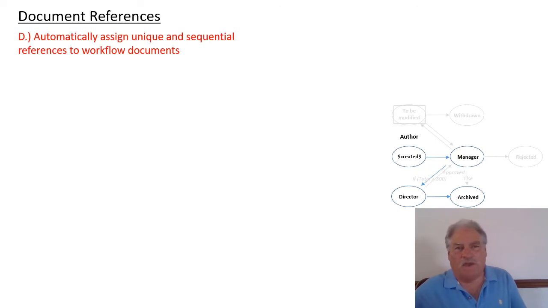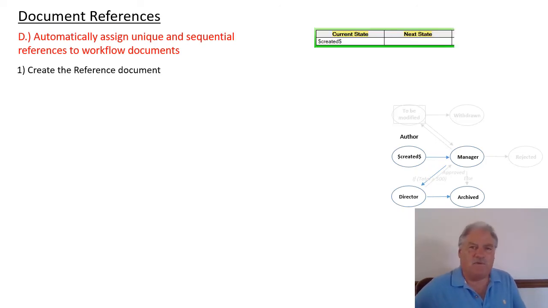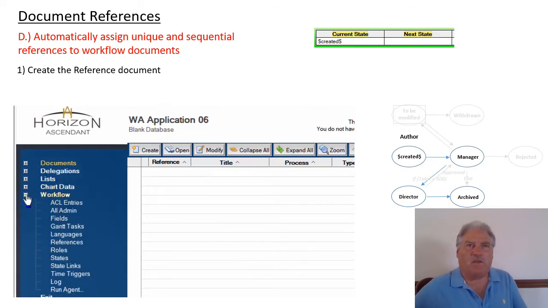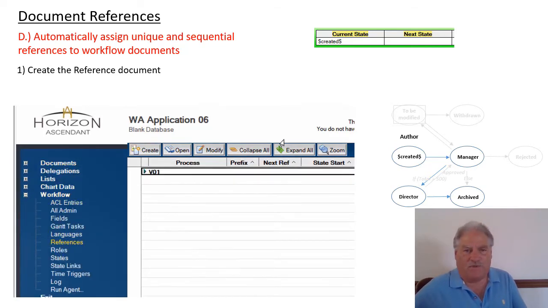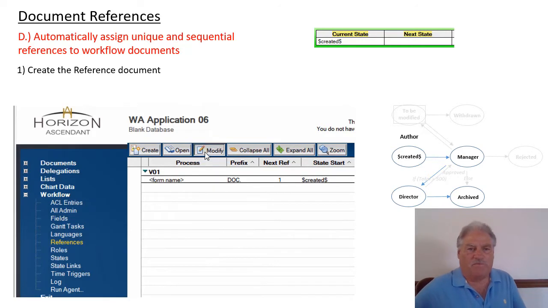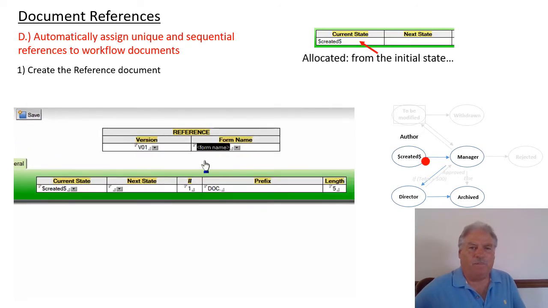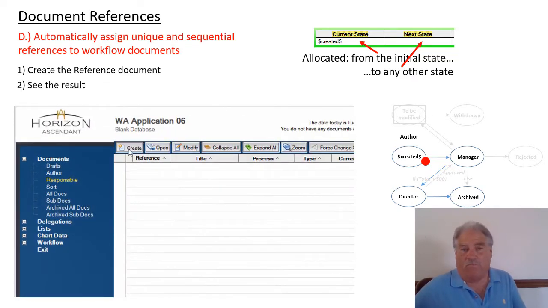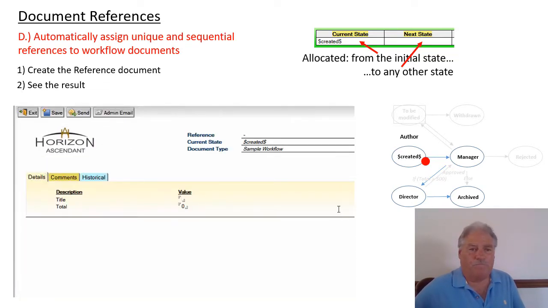We do want to automatically assign unique and sequential references to workflow documents. Normally we do this when a document is first launched into the process. And that will be what we define here. We'll simply indicate the process name. I'll put in a different prefix. We refer to these documents as reference documents, surprisingly.